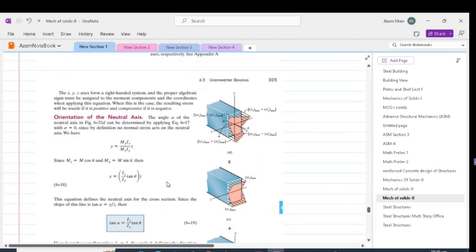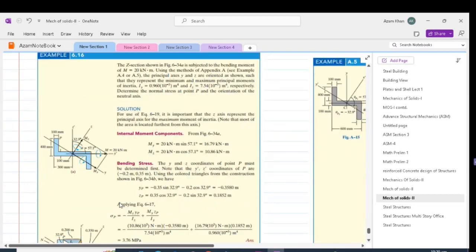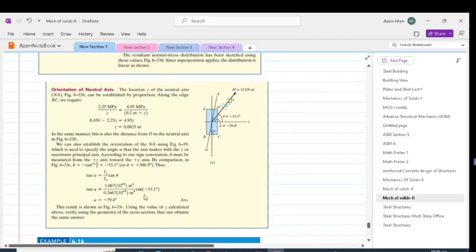We can also use the formula which we determined, tangent alpha is equal to Iz by Iy tangent theta, and get our orientation of the neutral axis. The orientation comes out to be at minus 79.4 degrees.